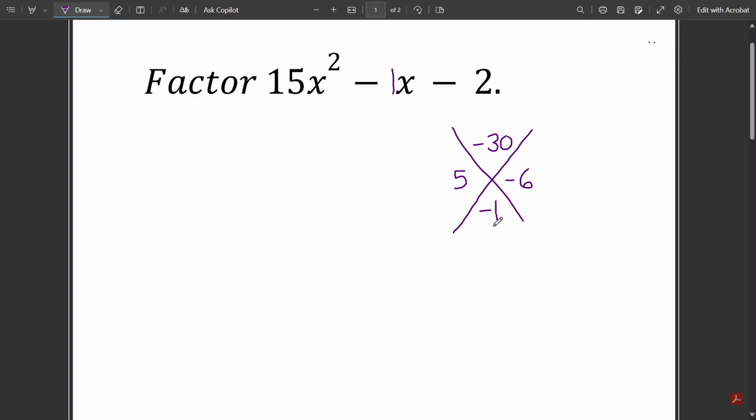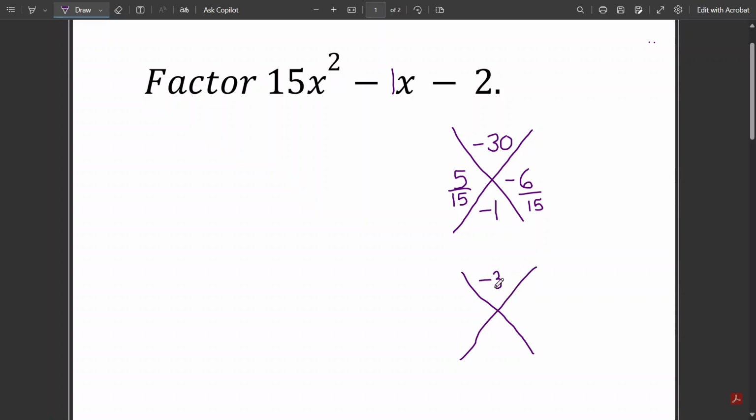Okay, my next step is I'm going to divide both of these numbers by this coefficient, by 15. So I'm going to do 5 divided by 15 and then negative 6 divided by 15. And what we're going to do is I'm going to draw another magic x down here with my fraction simplified.